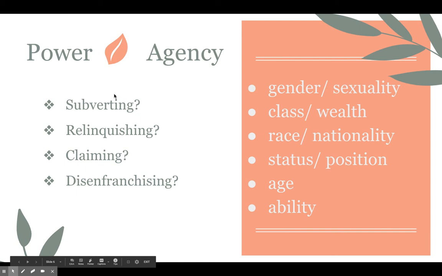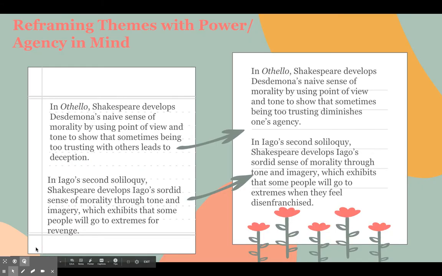And so when we're looking at these, we could be subverting power, relinquishing power, claiming power, disenfranchising, which means like taking power away from someone else. So these are the kind of things you might want to start considering when you're writing a theme. So let's look at an example of updating these. So I took these two thesis statements that we already have that were already pretty good, and then I barely changed them, but I changed them to be more about power or agency.